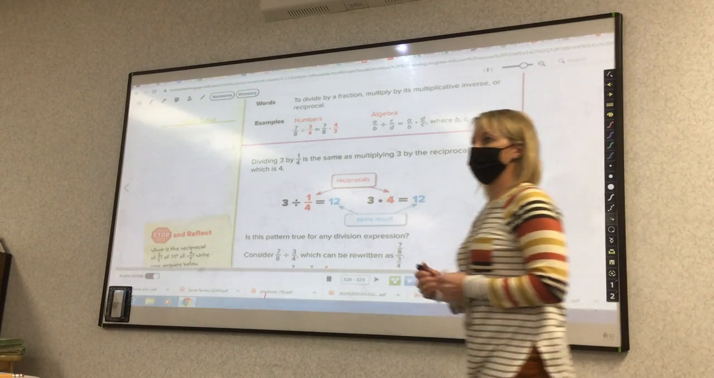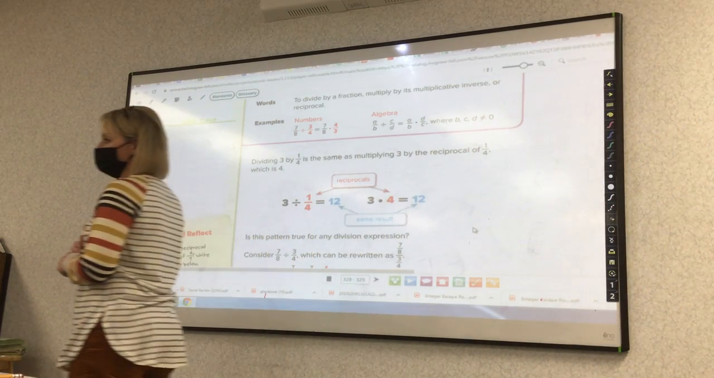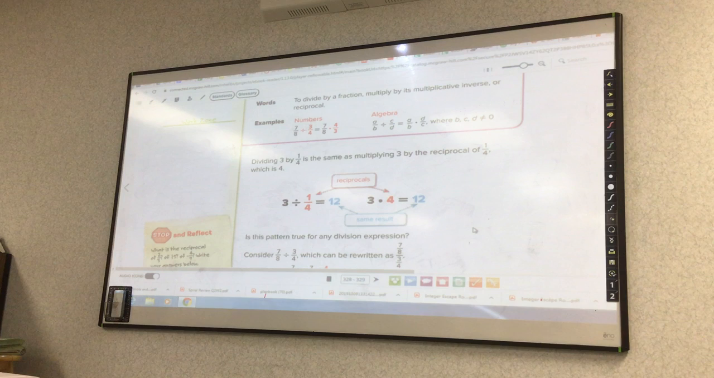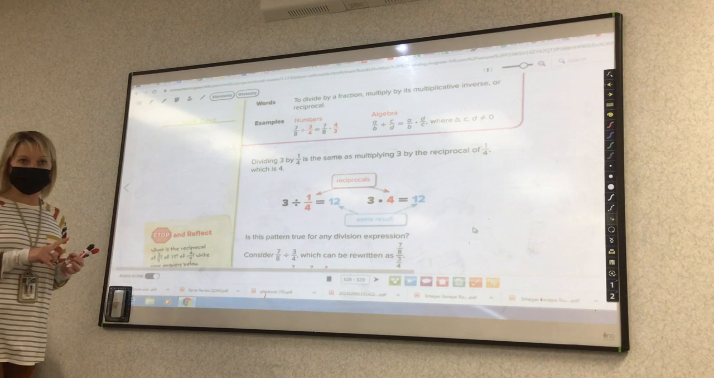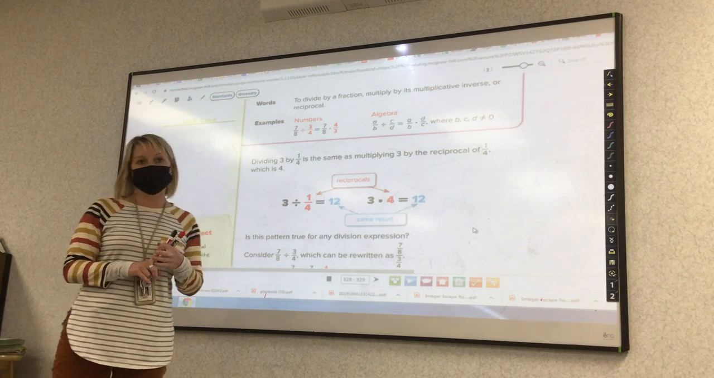We are in chapter 4, lesson 8, and what we're going to do is divide fractions. You've had dividing fractions in 5th grade. You focused a lot on it in 6th grade. And so basically in 7th grade, it's just a review.